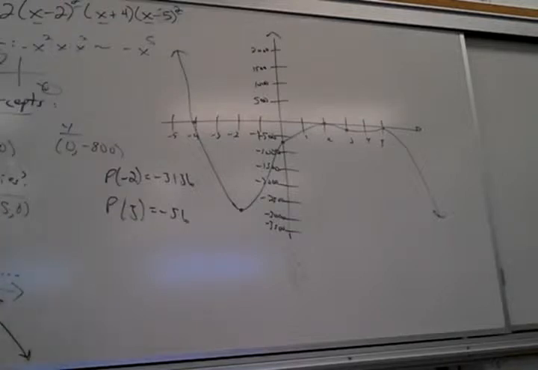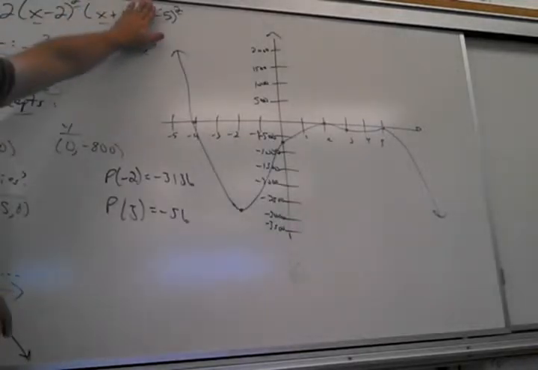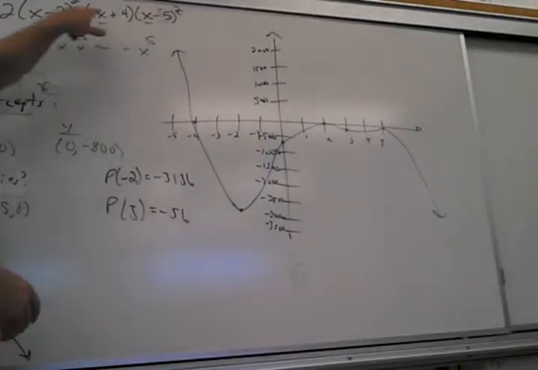Okay. Yes? I'm kind of lost in the y-intercepts. How do you always find the y-intercepts? Make x 0. So you get -2 times 4, right? Times 4 times 25. 4 times 25, 100 times 8.